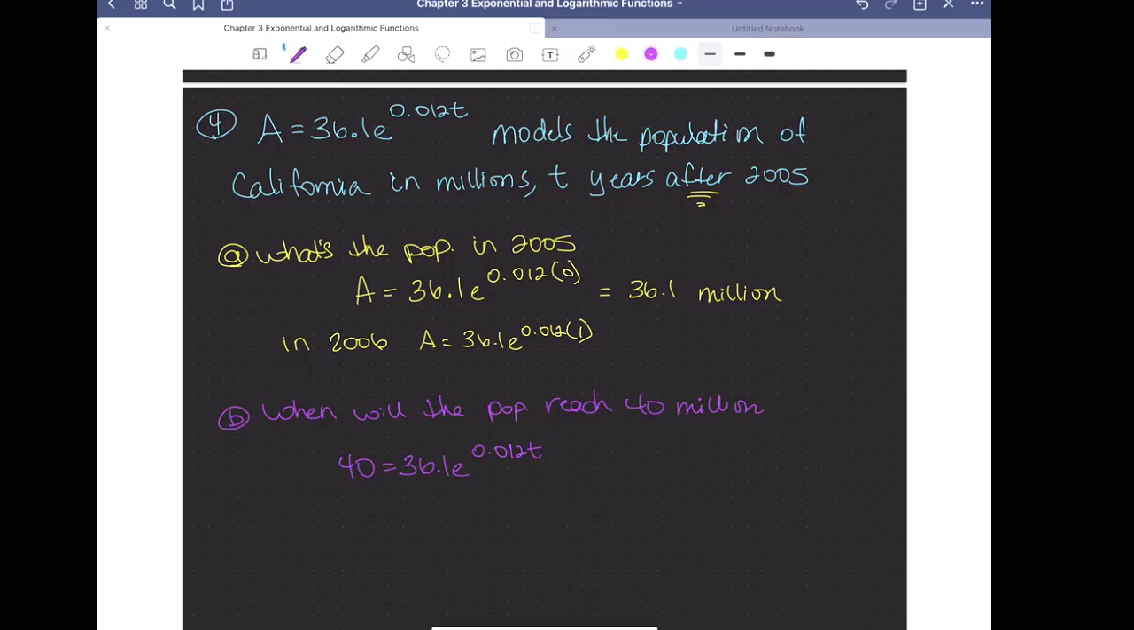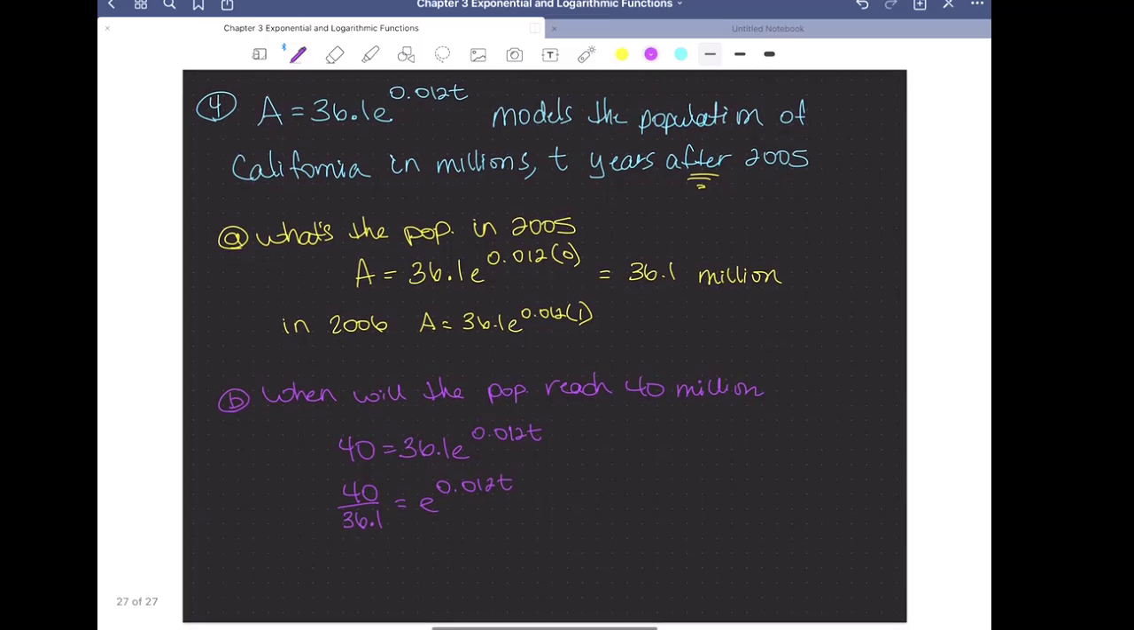So now we're looking at problems that we were just working on a few minutes ago. We want to get our e all by itself, so we're going to divide by that 36.1. So we get 40 over 36.1 equals e to the 0.012 t. I'm going to run out of room. Can you get your bases to be exactly the same? No. So we're going to take the natural log of both sides.